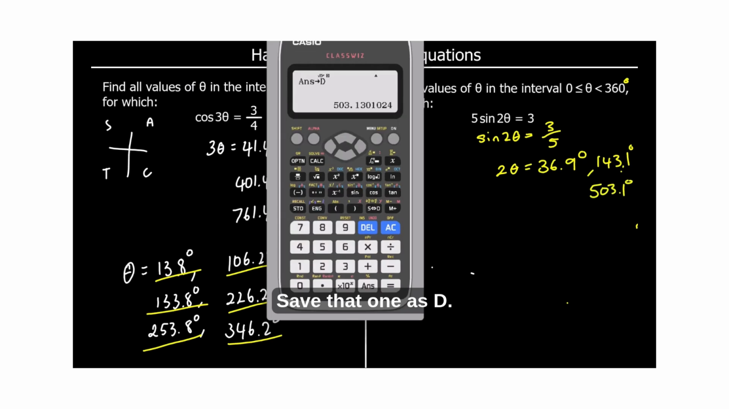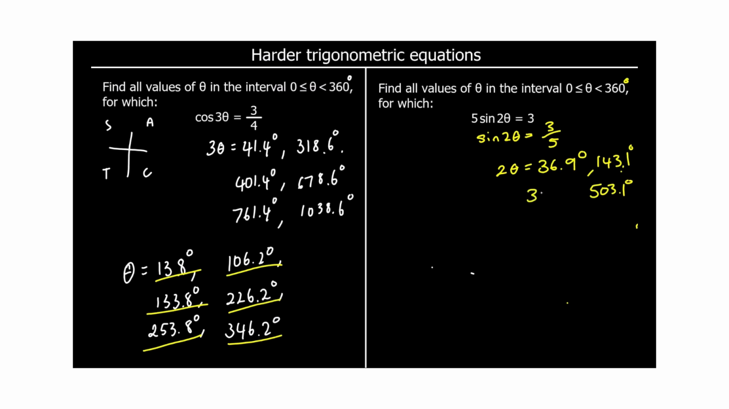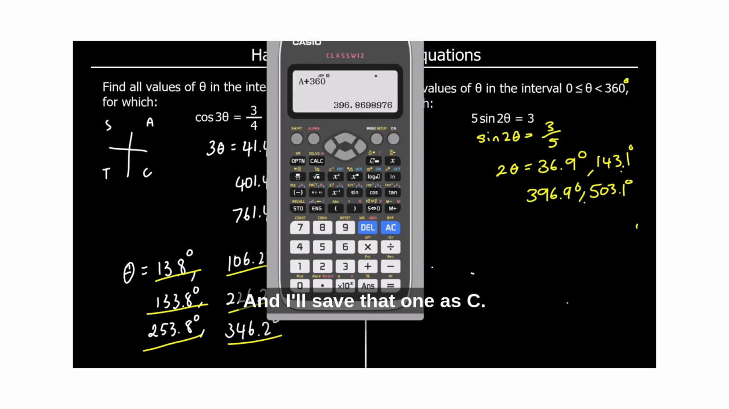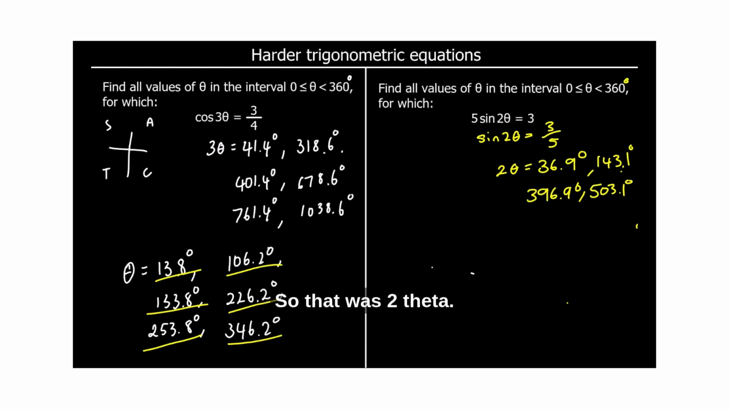Save that one as D. And we'll have A plus 360, which is 396.9. And I'll save that one as C. So now they're saved as A, B, C, and D. So I'm just going to do A divided by 2, which is 18.4. So that was 2 theta. This is now theta. So we've got 18.4.